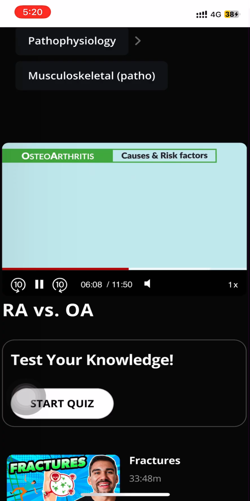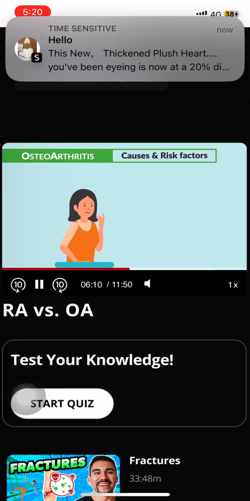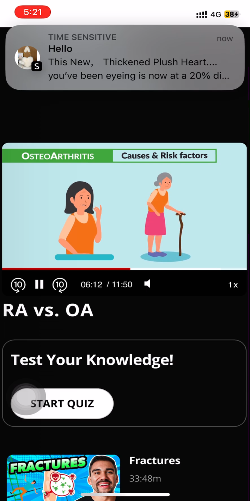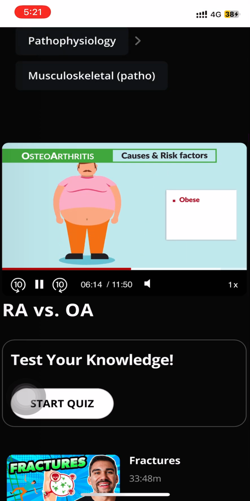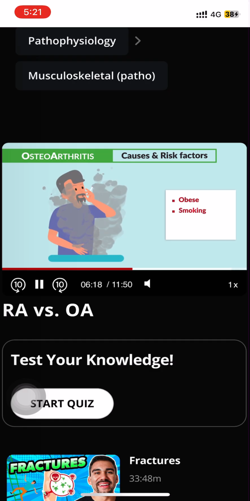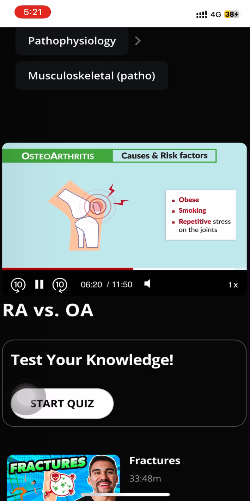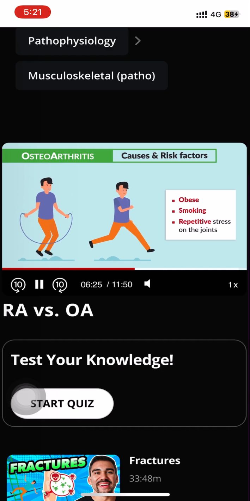Now, for the causes and risk factors of OA, it's very common in older age as the body wears down, as well as obese clients who have a lot of extra body mass, and smoking and even repetitive stress on joints from high impact activities, like jumping or running on hard surfaces.